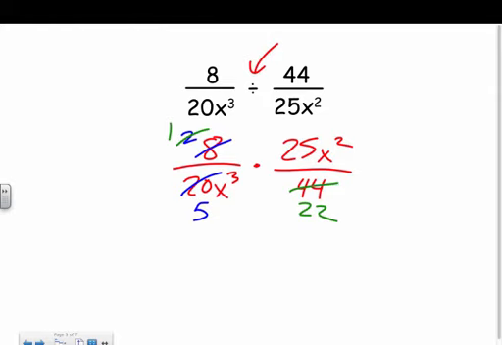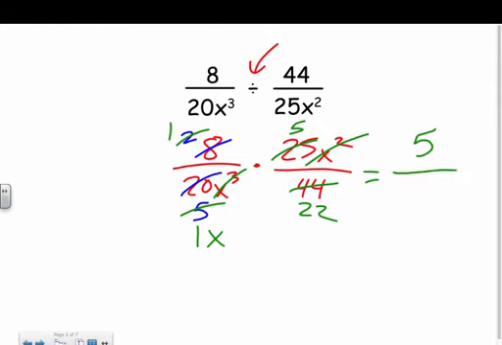And lastly, 2 x's cancel. So these 2 x's are gone. These 2 x's cancel, and there's only just 1 x left. So now I've got what's left in the green. So 1 times 5 up top over 1 times x times 22, which is just 22x.